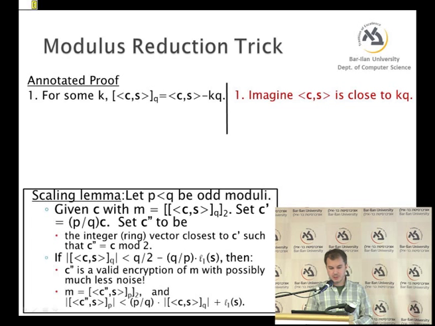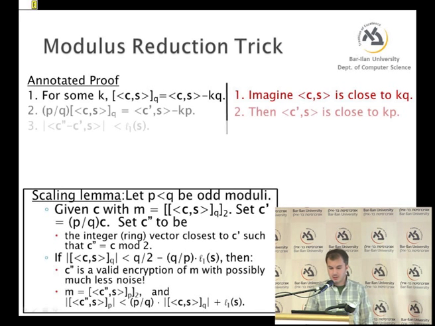Now if I just scale everything by P over Q, I get P over Q times this initial noise. It's just the dot product of C prime with S, because we defined C prime to be P over Q times C. And the Q at the end of the equation just changes to a P, because we're multiplying by P over Q. Nothing complicated going on here. So the dot product of the C prime vector with S should be really close to K times P, if the initial dot product is really close to K times Q.